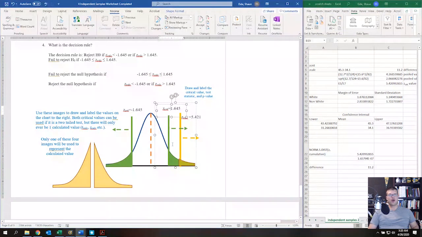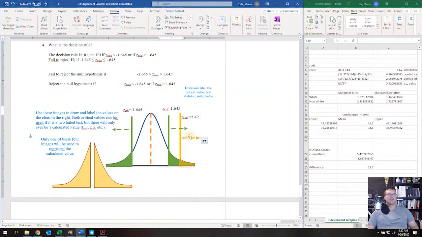So if you have a calculated value that is at the green level or beyond the green level, so anywhere in this green area, if you have a z calculated value that's anywhere in this green area, then you're going to be able to reject the null hypothesis. If you have a z calculated value that's in the middle in here, you're going to have to fail to reject the null hypothesis.